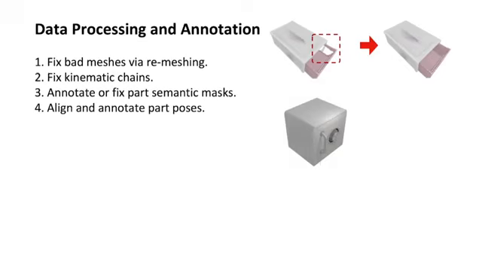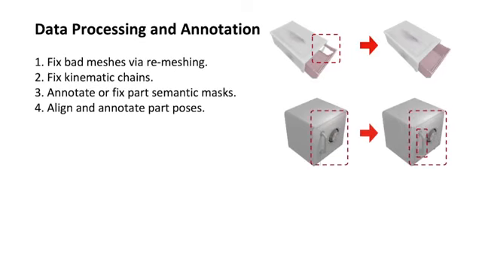Second, we identify all part instances in the object, and fix the kinematic chains to ensure that all parts are well segmented into separate links. For example, in some cases, handles are considered as the same part with the door. We manually separate and merge all the meshes and fix the kinematic chains, to ensure that parts are well segmented.